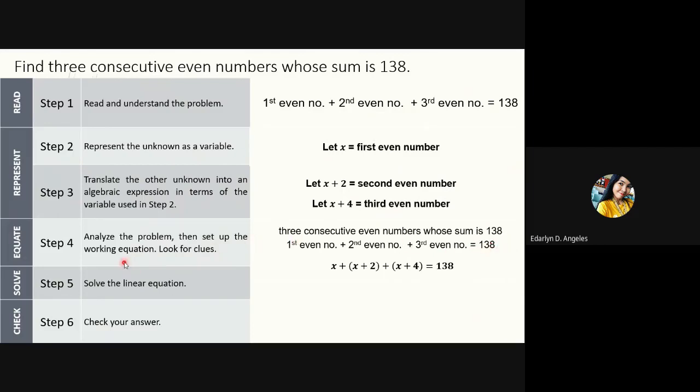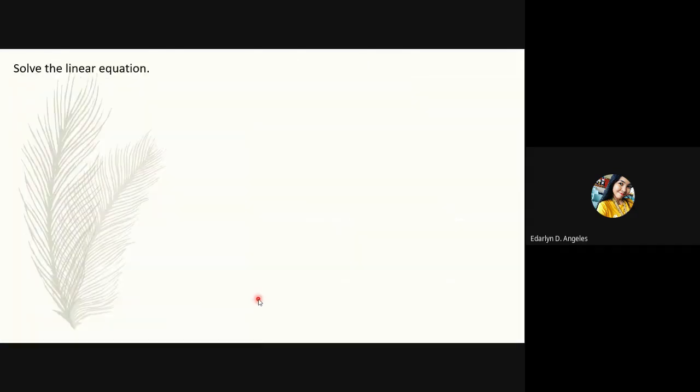So setting up the working equation, that would be adding all these three. Okay? So since our first even number is x, that would be our first given in our equation, x plus the second even number, which is x plus 2. Okay? I just enclosed it inside a grouping symbol for you to visualize which one is which. Okay? And the third even number is x plus 4. And when we add them, the sum should be 138. So we now already have our working equation. So let us solve the linear equation on the next slide.